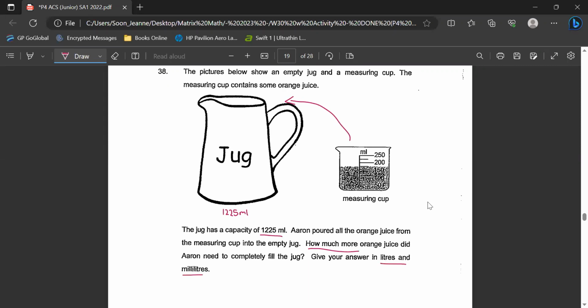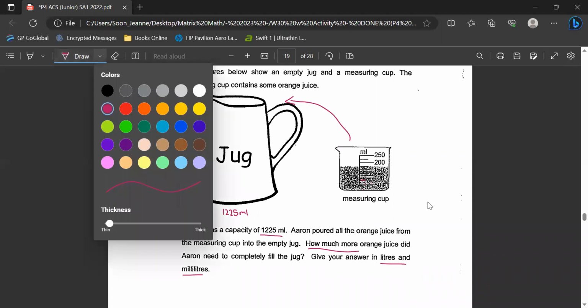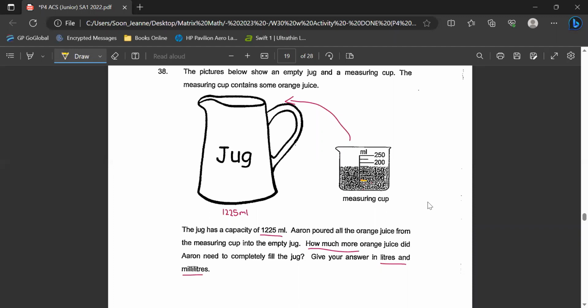So if you look at this, you know that from here it is 0 to 50. Then after that, this is 1 marking here, and then let me use yellow if you can see, this is 1 marking here. Then after that it will be 100, then another marking, then 150. So the difference between 50 and 100 is 50 ml. So one reading is 50 divided by 2, which is 25 ml.